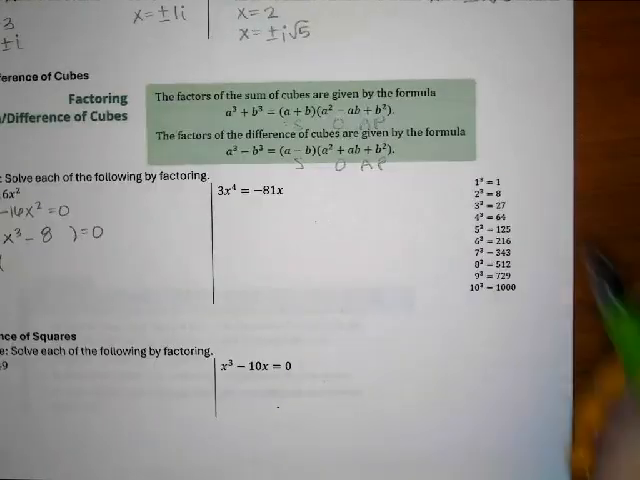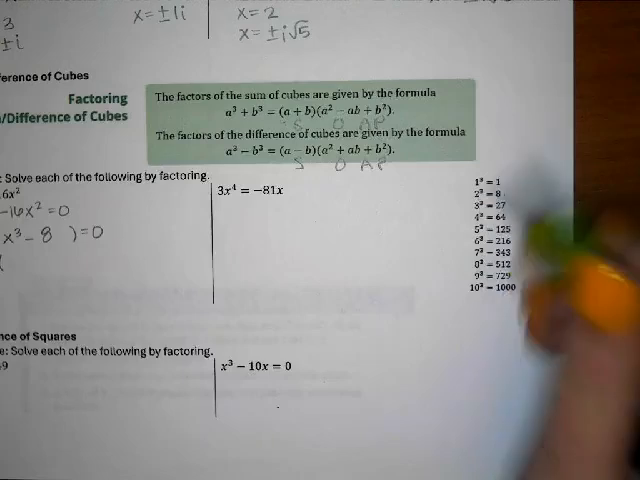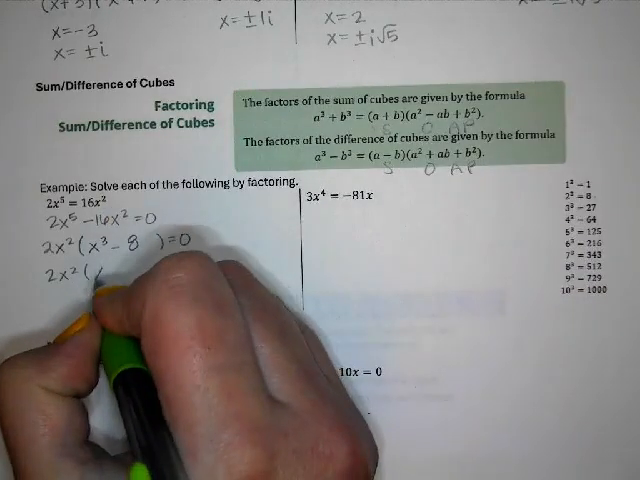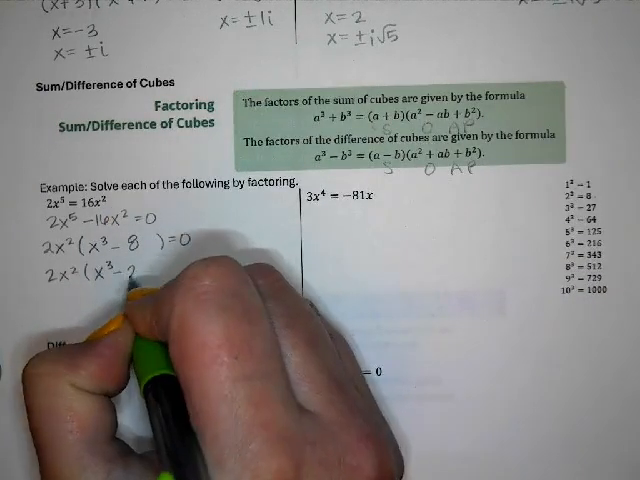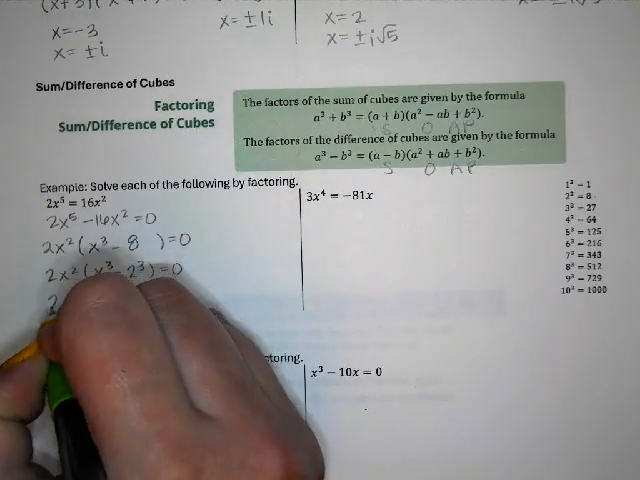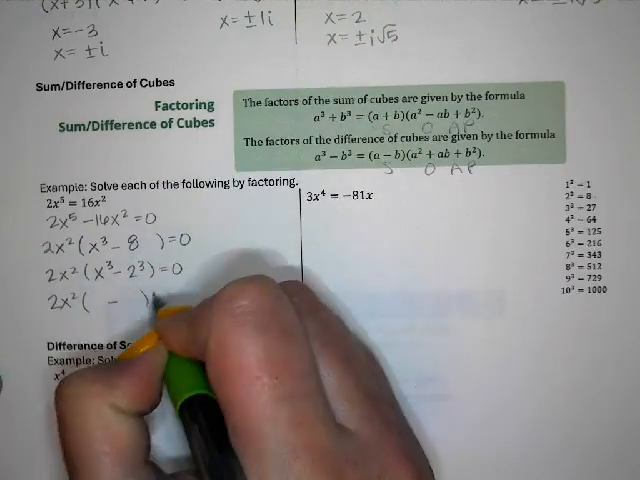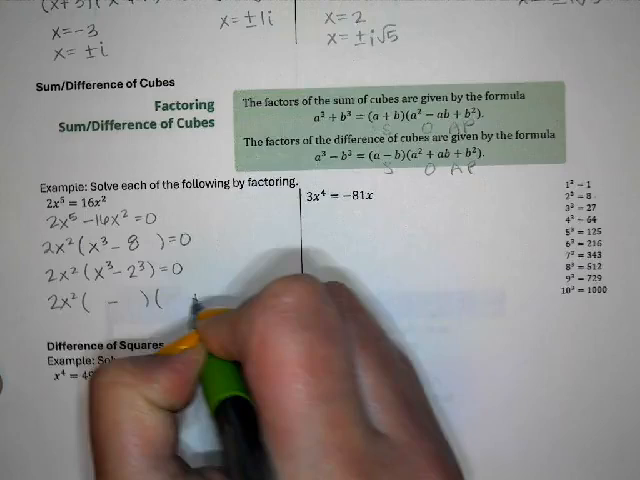8 is a perfect cube. It is 2 to the 3rd power. So we have x to the 3rd minus 2 to the 3rd. Okay, so we've got 2x squared, and then I'm going to write my signs. So same sign, opposite sign, always positive.